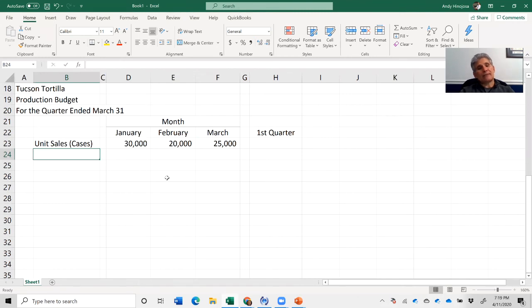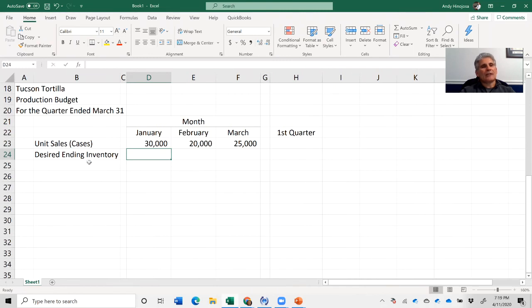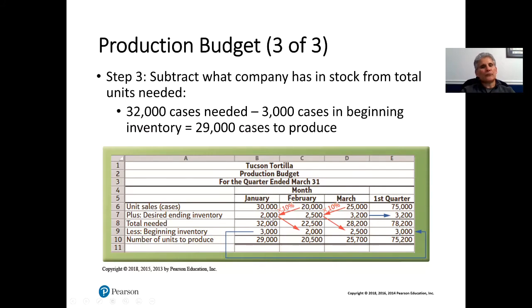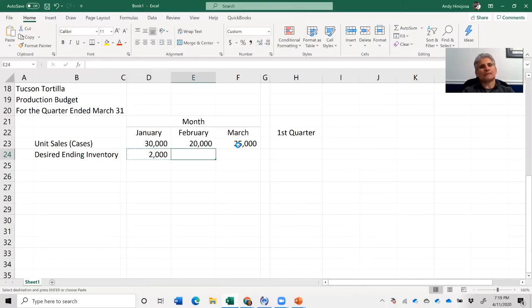Now, we also want to have 10% of the following month's budget. So let's add to that the desired ending inventory. Our desired ending inventory for January would be 10% of the following month's sales. So we're going to take 20,000 multiplied by 0.10. Now we can do that as well for the following month, February. Since we're planning on selling 25,000 in March, we're going to use that as our desired ending inventory for February. 25,000 multiplied by 10% gives us the 2,500.